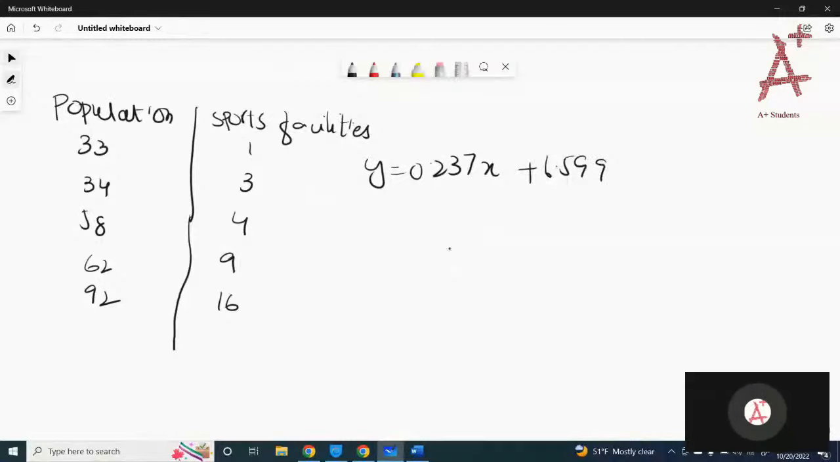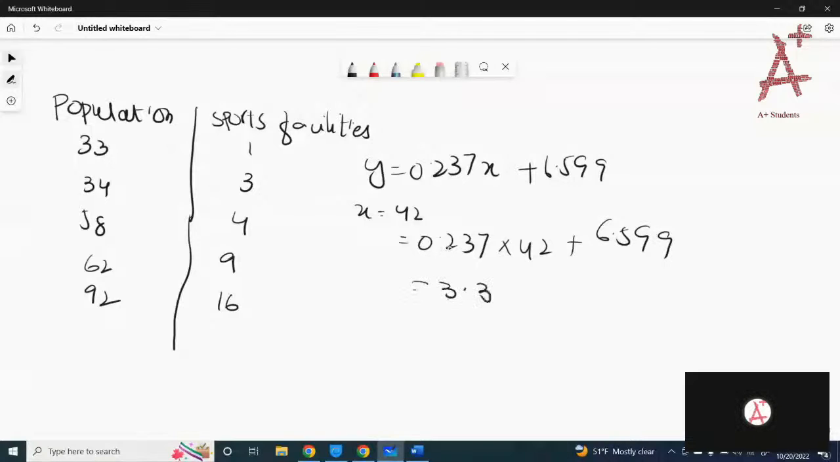So you can put any value of x to predict the value of y. Let's suppose x equals 42, got it? You need to calculate 0.237 times 42 plus 6.599. So it would be 3.3, and when you round off the number it would be 3. That means when the population is 42, the sports facility equals 3. Got it? That is the regression line.